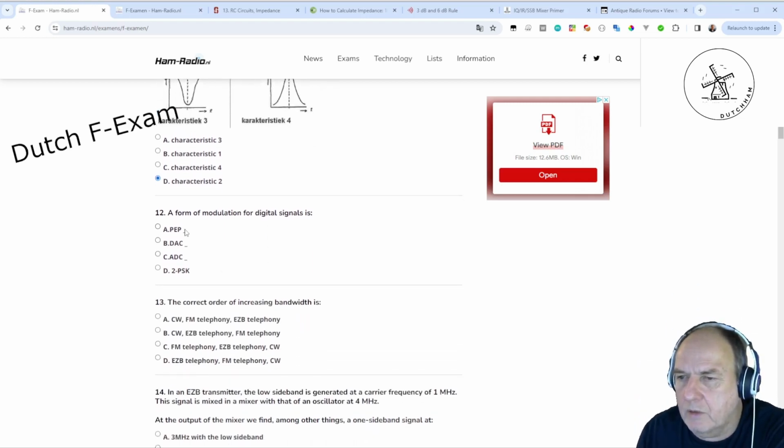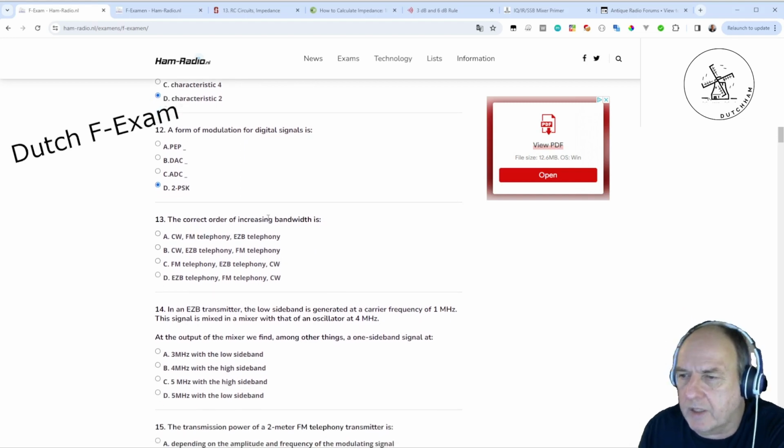Next question. A form of modulation for digital signals is PAP, DAC, ADC, 2PSK. Well, let's go for that one, because it's peak envelope power, digital analog conversion, analog digital conversion, so nothing to do with modulation forms. So let's go with 2PSK.